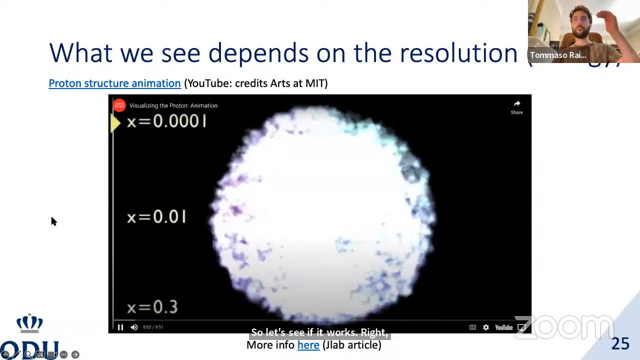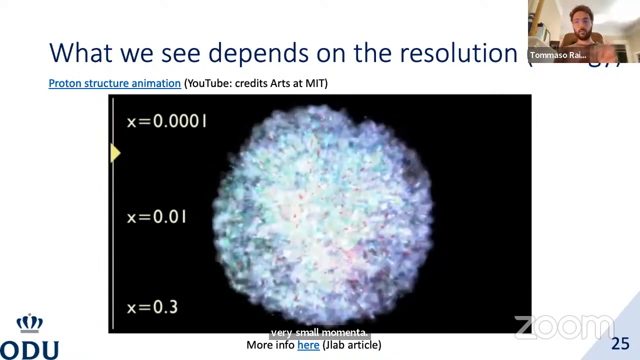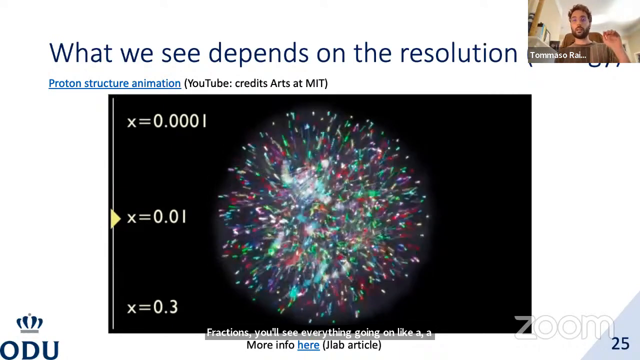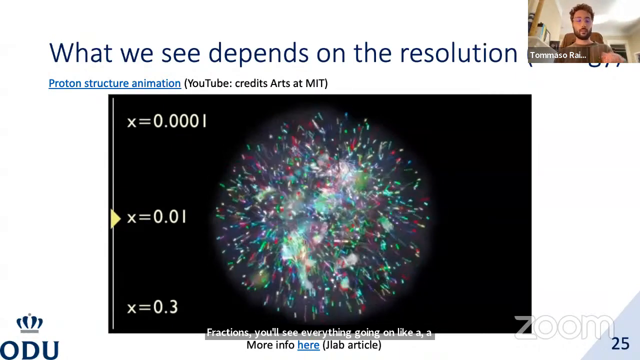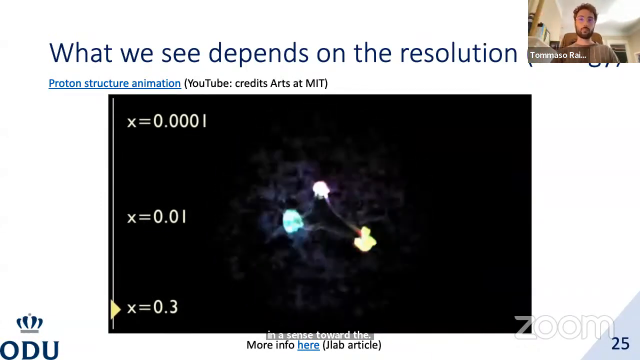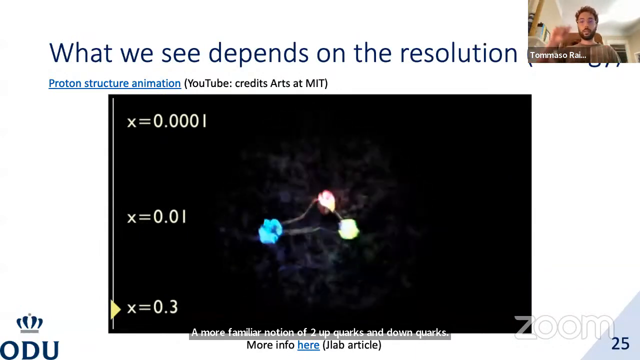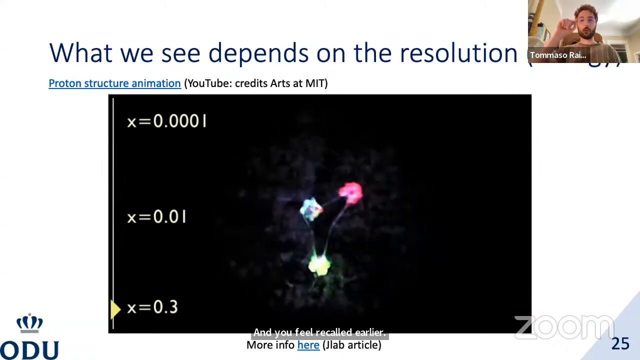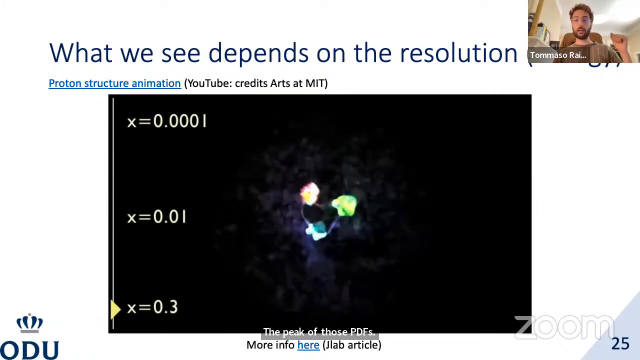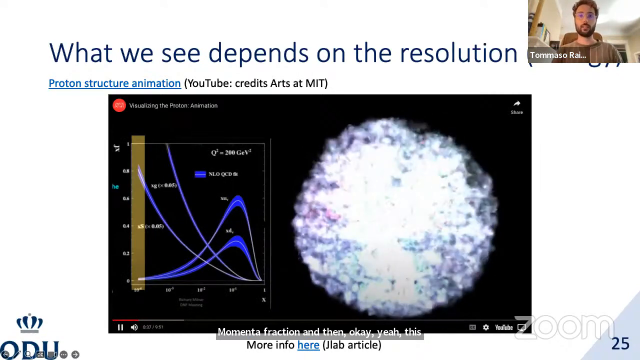Right, so you see that at very small momentum fractions, there is a myriad of things going on. If you increase it, you go, in a sense, toward the more familiar notion of up quarks and down quarks. And if you recall earlier, the peak of those PDFs: you had a lot of quarks and antiquarks at very low momentum fraction. And then, okay, this is a similar plot.